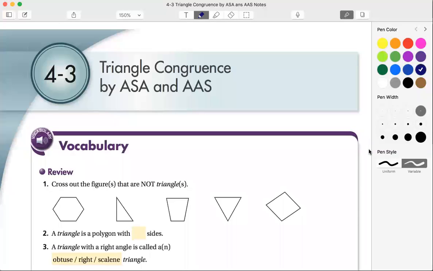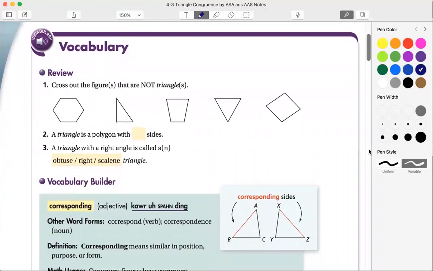All right, this is section 4-3. We're going to do triangle congruence by ASA and AAS. So again, we're going to try to prove two triangles congruent by using three pieces of information. So let's start doing vocabulary review.